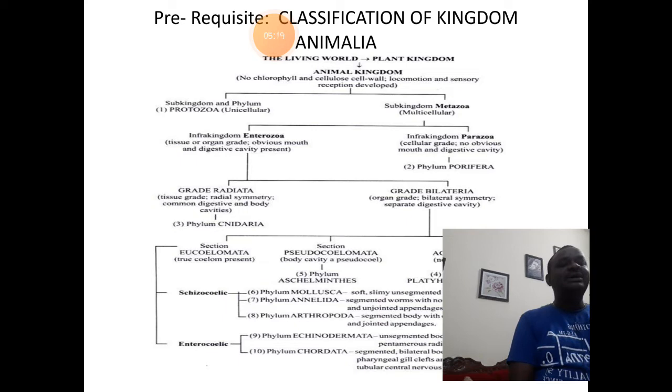These groups of animals can be broadly classified into two groups. This is based on the presence and absence of the backbone. Some animals will have the backbone, some don't have. The group of animals that have the presence of backbone are called vertebrates or chordates. The other group of animals that do not have a backbone are called invertebrates or non-chordates.